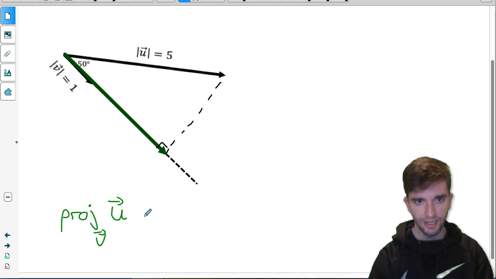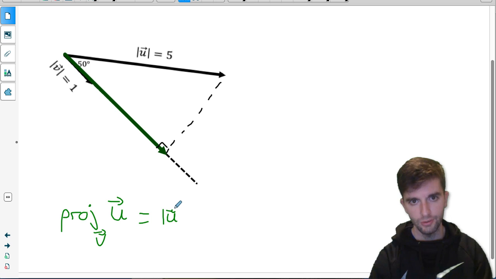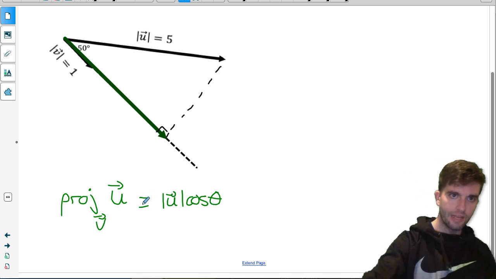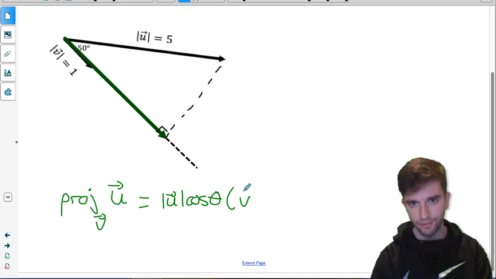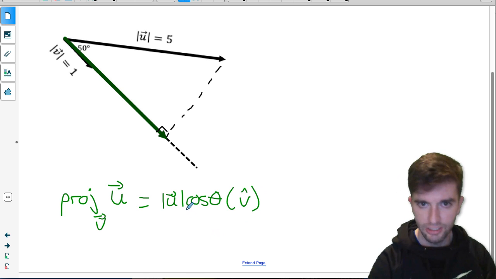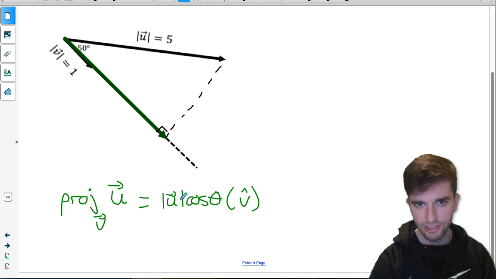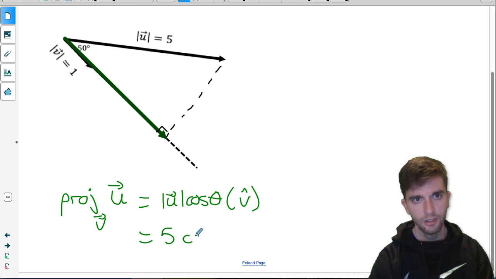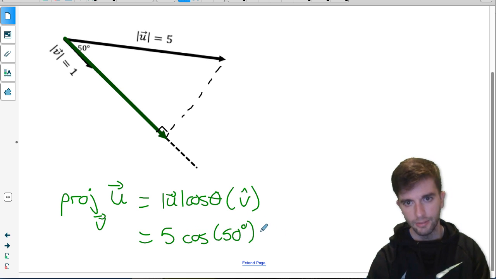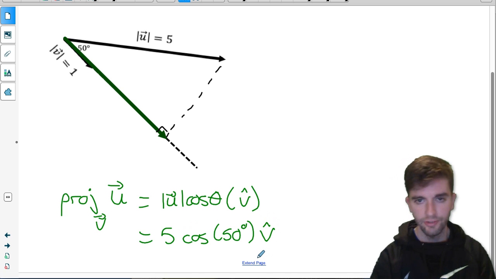So what's the formula for calculating it? The projection of U onto V equals the magnitude of U cos theta, but I need to send that in the same direction as vector V, so I need to multiply this by unit vector V. By multiplying it by the unit vector V, that makes sure to not change its magnitude, it just gives it a direction. So this would equal the magnitude of U is 5, cosine of the angle between the vectors is 50, and multiply that by unit vector V.